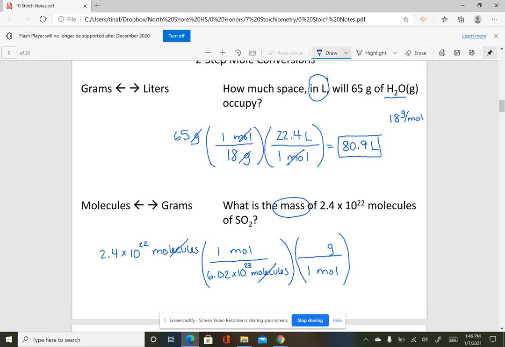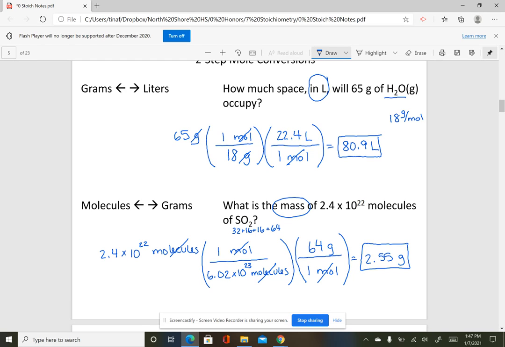So my substance for this question is SO2. So sulfur has a mass of 32, plus I have 2 oxygens. So if I add that all up, I get a mass of 64, right? So 64 grams is 1 mole of this substance. Now my moles cancel out. So now the only unit I have left is grams, which means I am finished with my conversion factors and I can solve. You multiply across first, and then you would divide by 6.02 times 10 to the 23rd, and you get 2.55 grams.